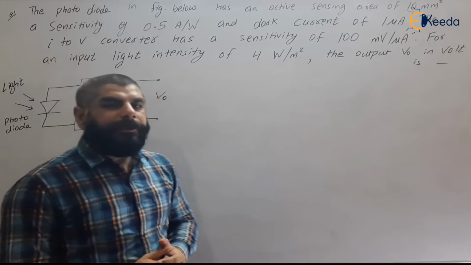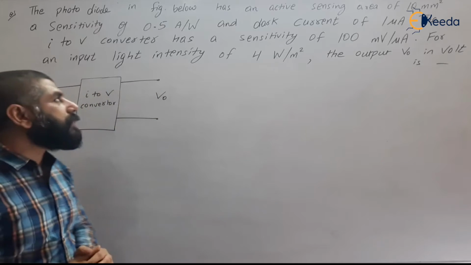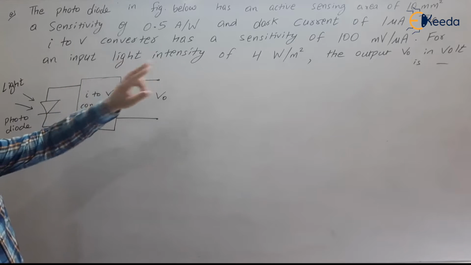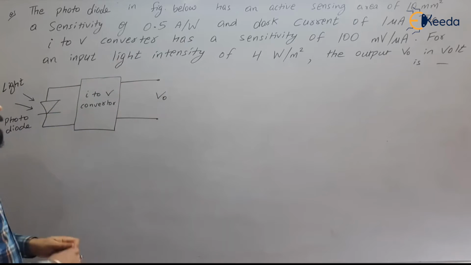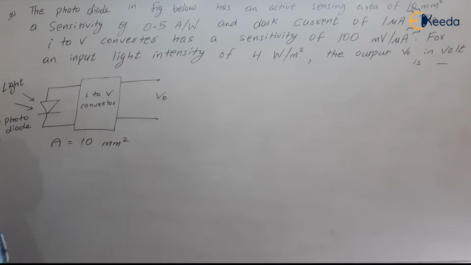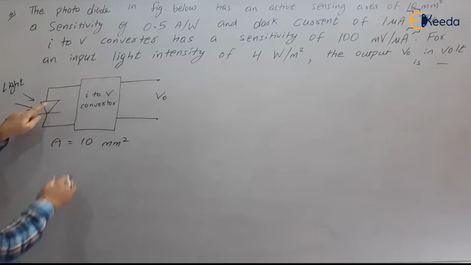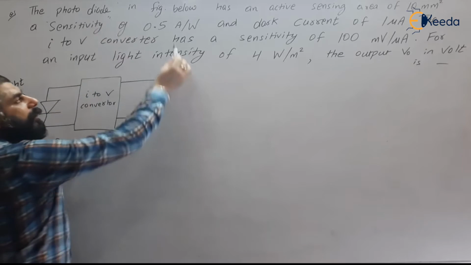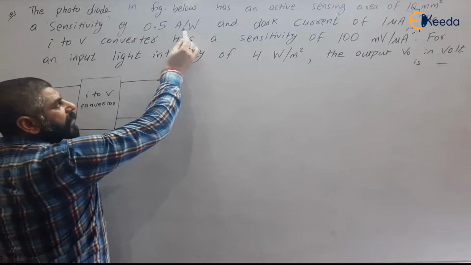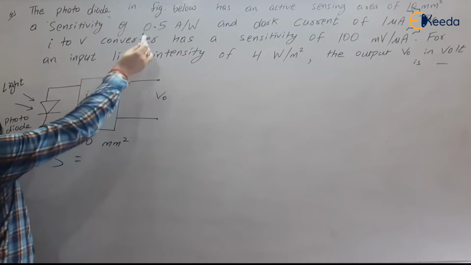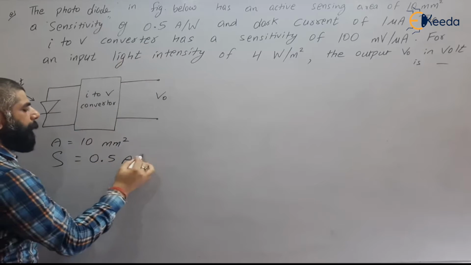So I have written a numerical which was asked in GATE 2016. The question is: a photodiode is shown in the figure. The photodiode given below has an active sensing area of 10 millimeter square. So this is the active sensing area of this photodiode, and the sensitivity of this photodiode, which is also called the responsivity, has the unit ampere per watt, that is current divided by optical power. So sensitivity of this photodiode is given as 0.5 ampere per watt.